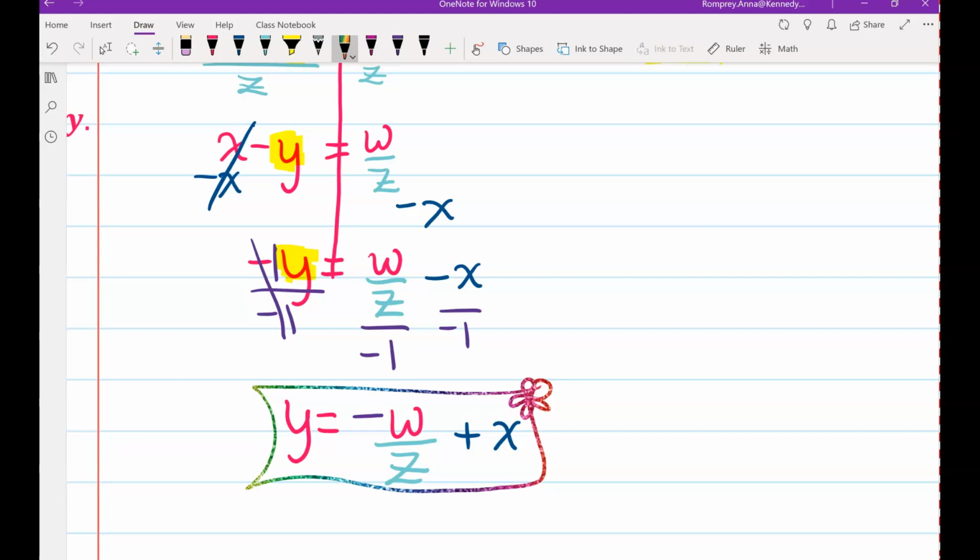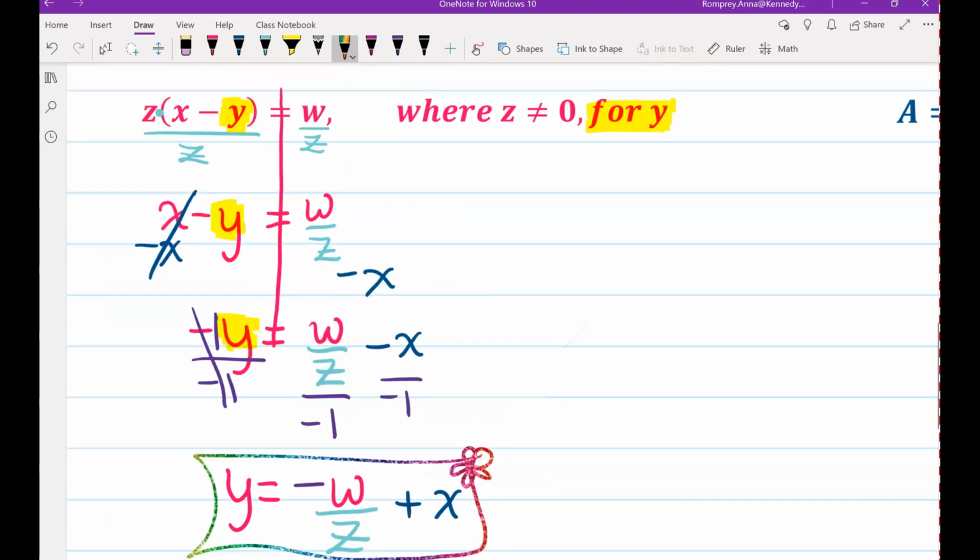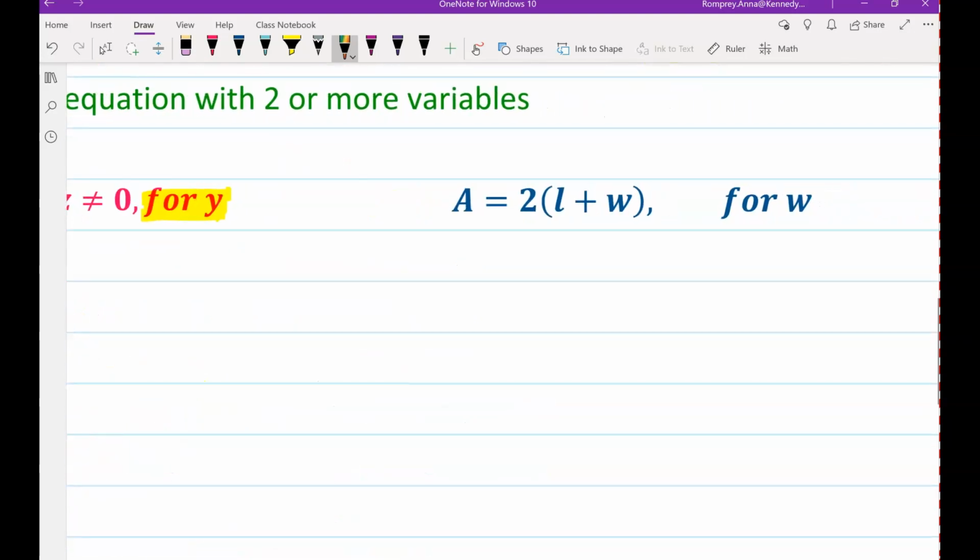It looks funky. Just take it one step at a time, just because there's a lot of variables. But again, just take it one step at a time and figure out what is going to help me achieve my goal of getting y by itself. If you want, I would go ahead and pause the video and try solving this one on your own, and then go ahead and restart when you're ready.